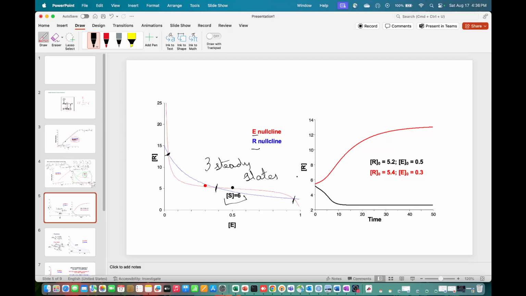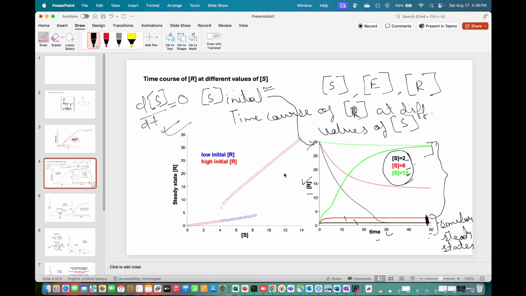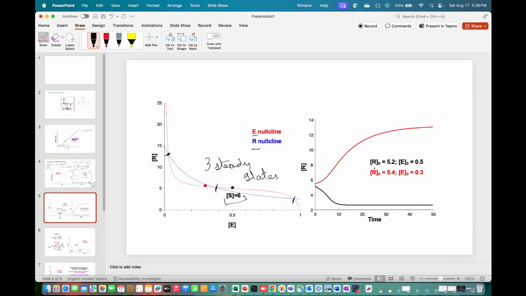Now the value of R, we saw how it depends on S. It also depends on the initial value of R naught and E naught, so basically the initial R concentration and the initial E concentration. The behavior of R depends on both of them. So if you have a higher R naught and lower E naught, you have a behavior like this, the red line, right? This is the behavior.